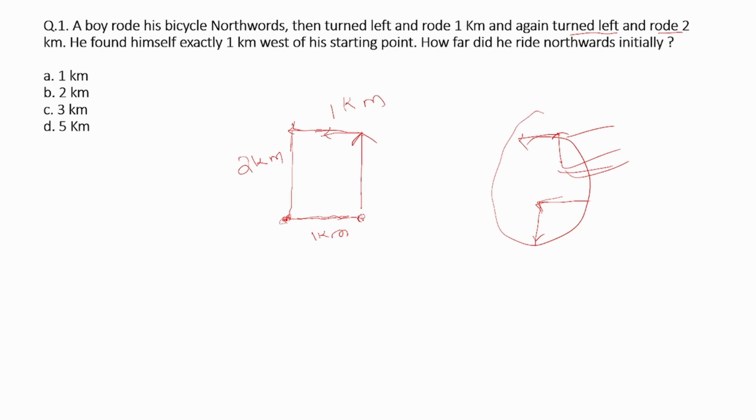This means this was his starting point and he rode towards the north direction. And so the question asks, how far did he ride northwards initially? Means what is the distance of this line? We know that this figure becomes a rectangle. In a rectangle, the length of this side is equal to this side, and the length of this side is equal to this side. So this is 2 kilometer, so this will be 2 kilometer. So our answer is 2 kilometer. Answer B.